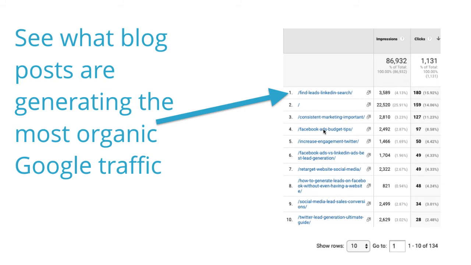Then we have one on Facebook. Then we have one on how to increase Twitter engagement. Then we have one on Facebook ads versus LinkedIn. And it goes on and on with different content. You can see there's actually 134 different pages of content that I've created, and most of this content is all blog posts. You can see here that everything, apart from this link here, which is number 2, the homepage, everything else is content from our blog.